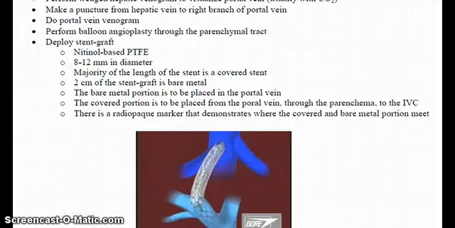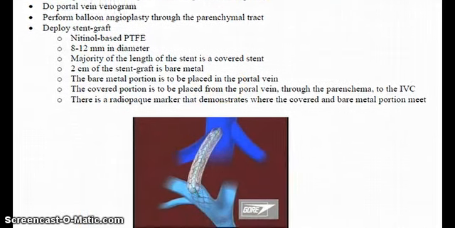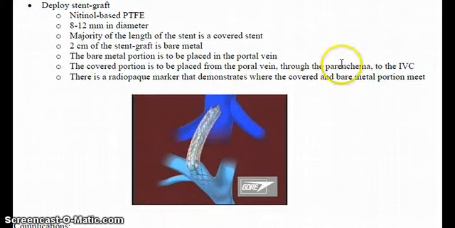So the stent graft is here. I have a picture of it. It's nitinol-based PTFE. PTFE is the generic word. The proprietary word would be Teflon, but they can't use Teflon because there are other companies that make Teflon. So nitinol-based PTFE. It is 8 to 12 millimeters in diameter. The length of it varies.